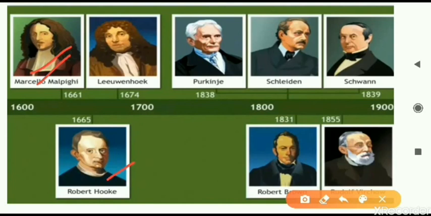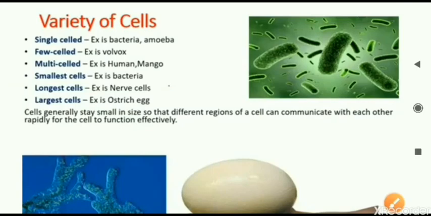Next one is Schleiden and Schwann. These two people gave the cell theory, and it was also modified by Rudolf Virchow. So this is all. And Robert Brown, I told you, he discovered what? He discovered the nucleus. So this is the summary of all the related developments with respect to cell.